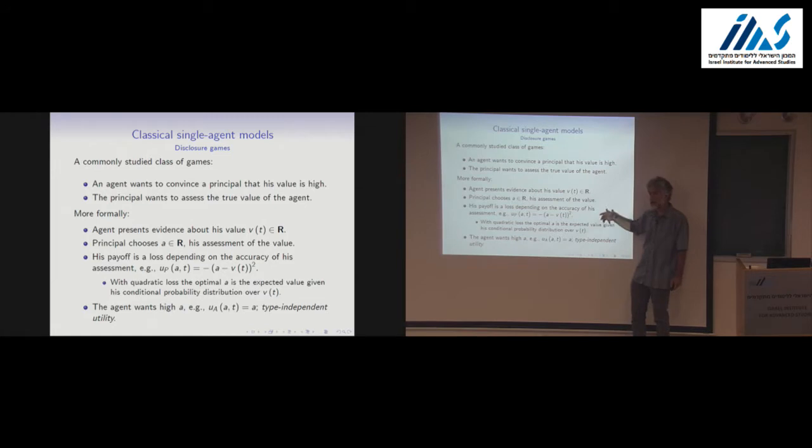The quadratic model is convenient because it's very simple to solve, in the sense that the optimal strategy for the principal, given some beliefs about the agent, is just to take that expectation as his assessment, as his action. And as I said, the agent's preferences are type independent. The utility of the agent does not depend on its type and is increasing in the assessment of the principal. The better the principal thinks he is, the happier the agent is. For example, we could just normalize it to be U_A of t equals A.